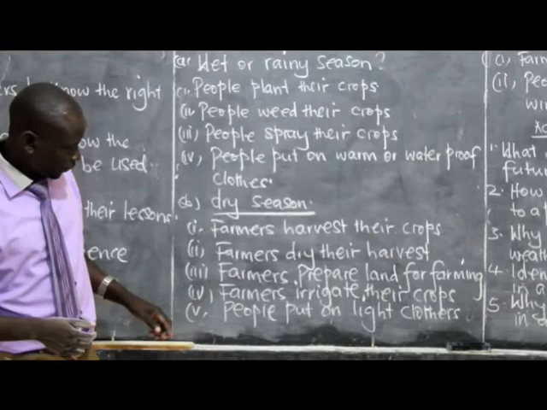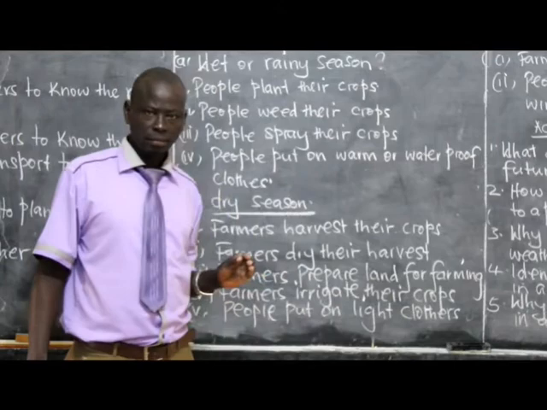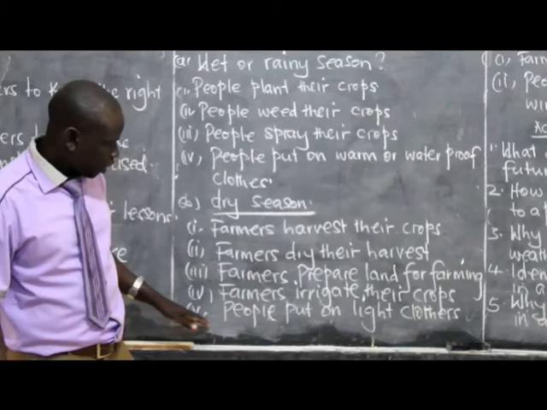And this is the time again, remember we said, in a rainfall season, you put on warm clothes, but when it is a dry season, you put on light clothes. It is very hot, so you put on light clothing, which is not heavy, which is not going to bring a lot of heat on you.